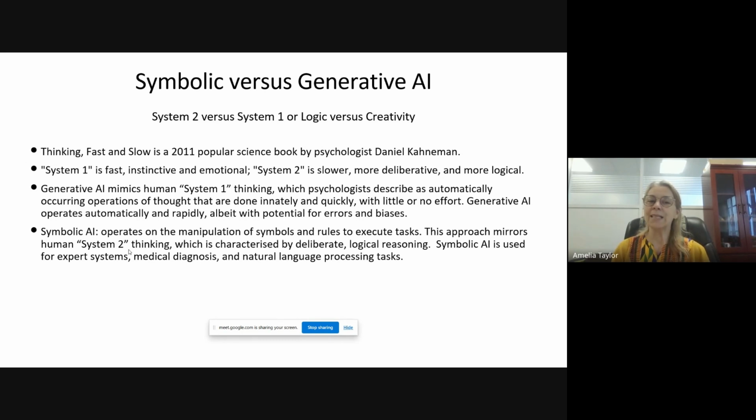So that's the kind of system 1 thinking that people refer to. And then we have this symbolic AI, and I hope I've given you a preview of the fact that, in terms of AI, people started with symbolic AI. The attempts were to replicate human thinking and reasoning. So this is about deliberate logical reasoning.